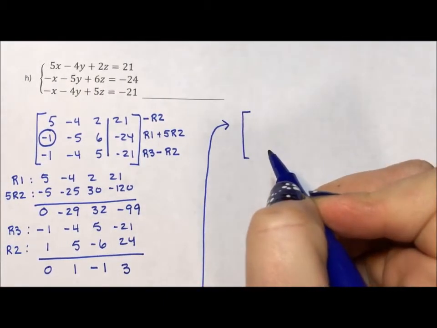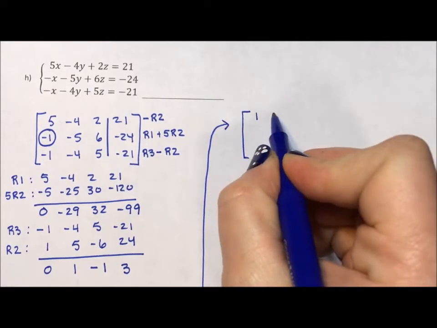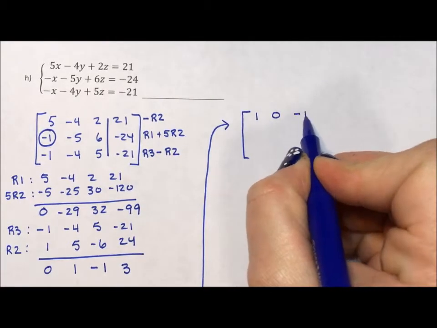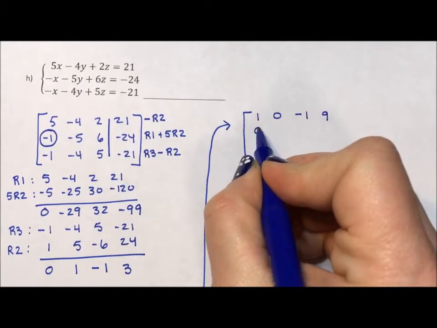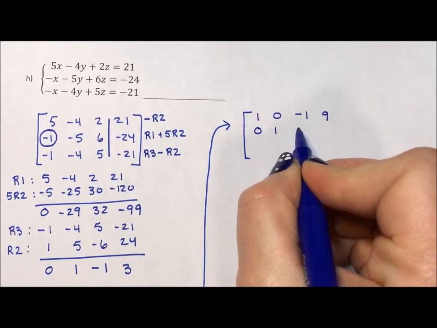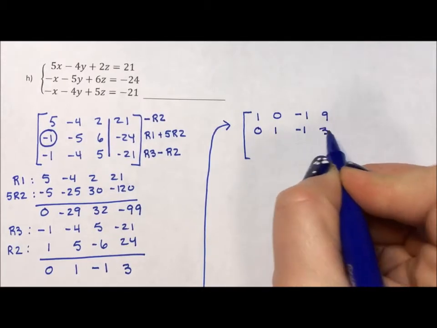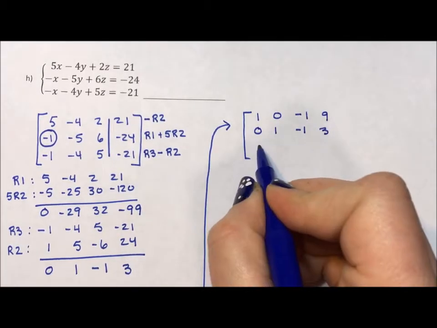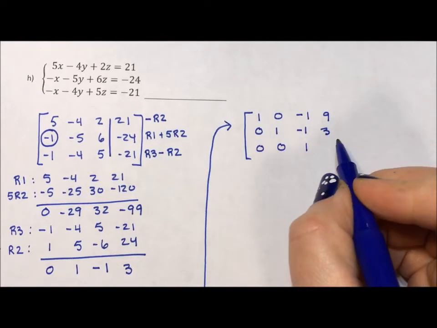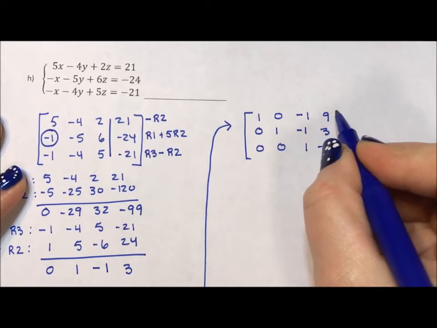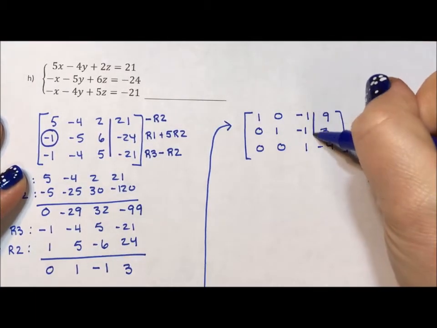Let's see. My first row was row 1 minus 5 row 3, which is a 1, 0, negative 1, 9. My second row was row 3, 0, 1, negative 1, 3. And my bottom row is 0, 0, 1, negative 4. Brackets to make a matrix, and a line to make it an augmented matrix.